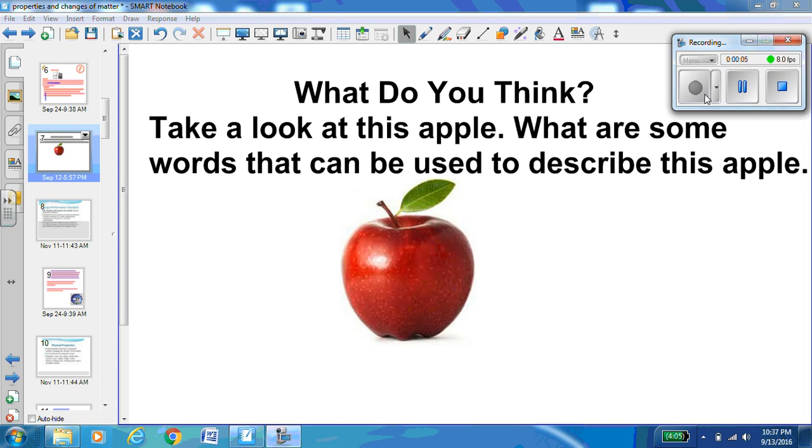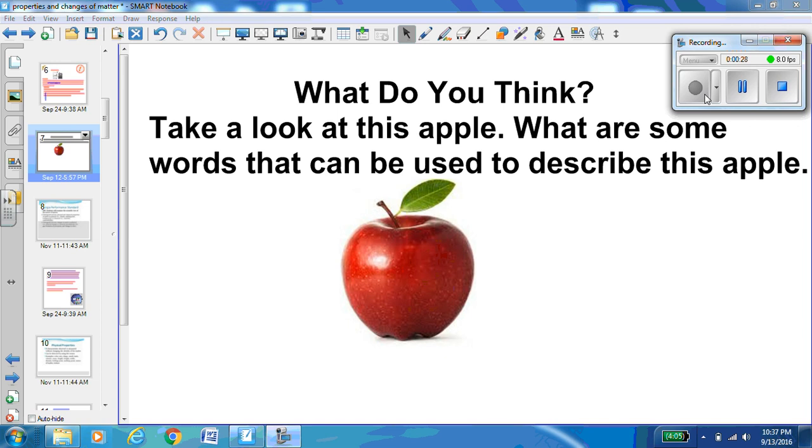I want you to take a look at the picture on the screen. What are some words that you could use to describe this apple? You may have said words such as red, or that the apple is round, or that the apple may taste sweet. These are all ways of describing matter, which is what's going to be our focus in this next lesson.